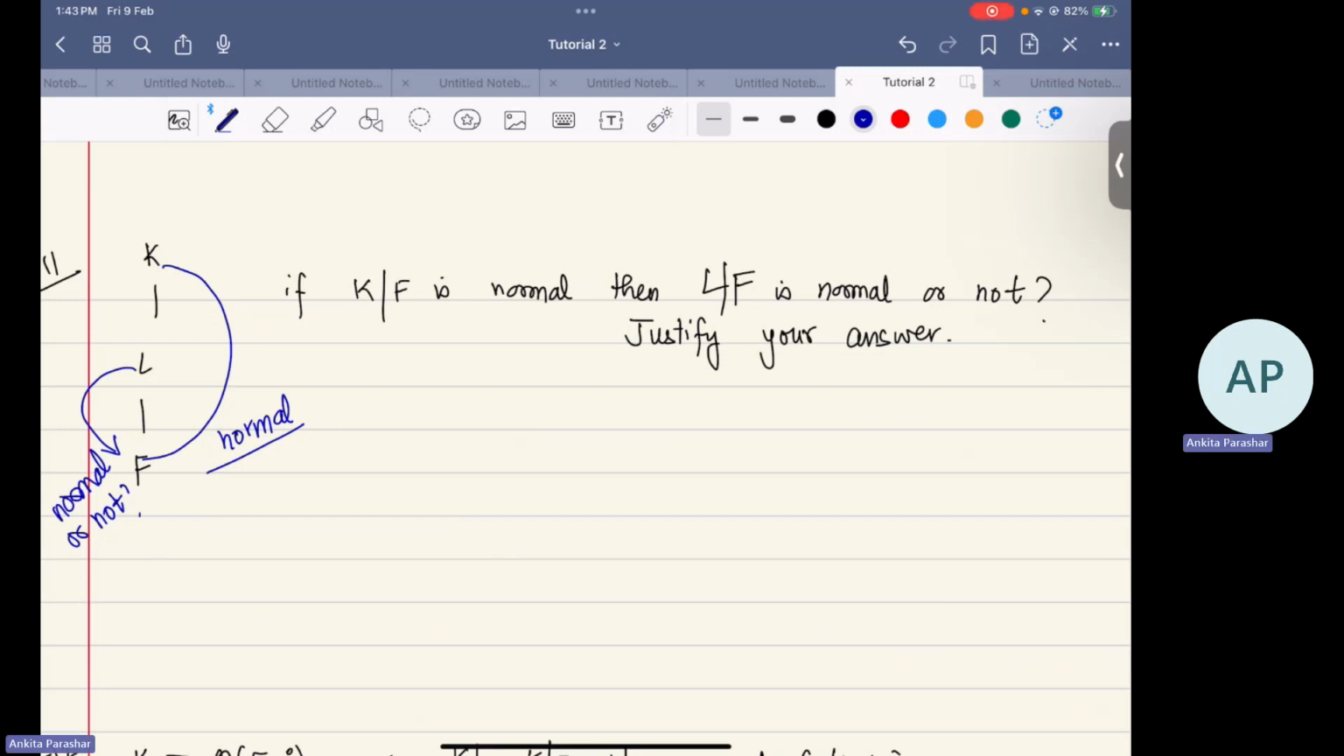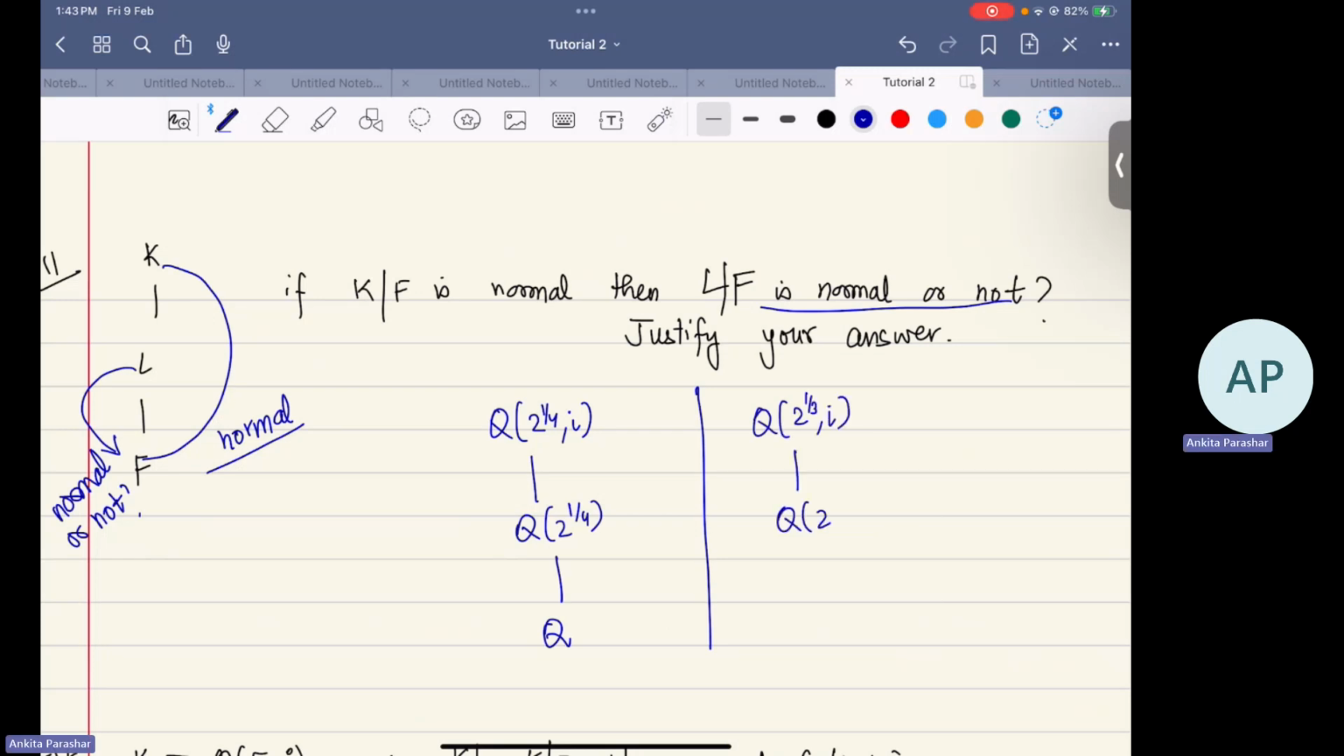But I will give you an example saying that this need not be normal in general. If you look at Q(2^(1/4) i) over Q(2^(1/4)) over Q, or Q(2^(1/3) i), Q(2^(1/3)), Q, both the examples will serve the purpose. Example.